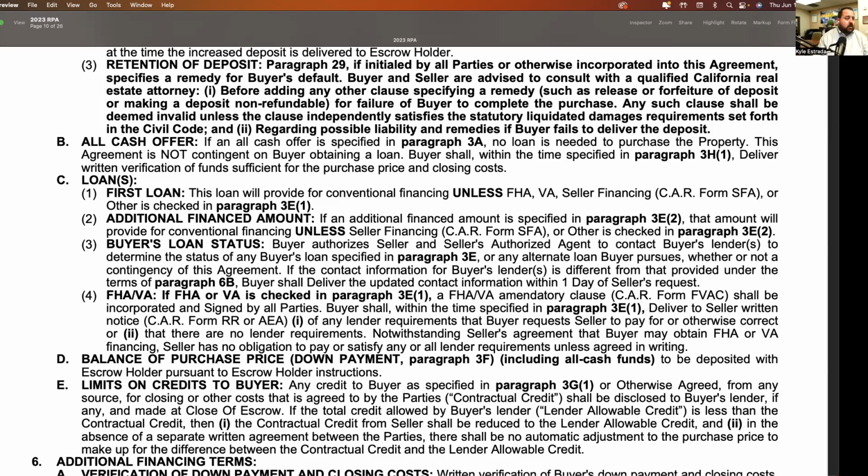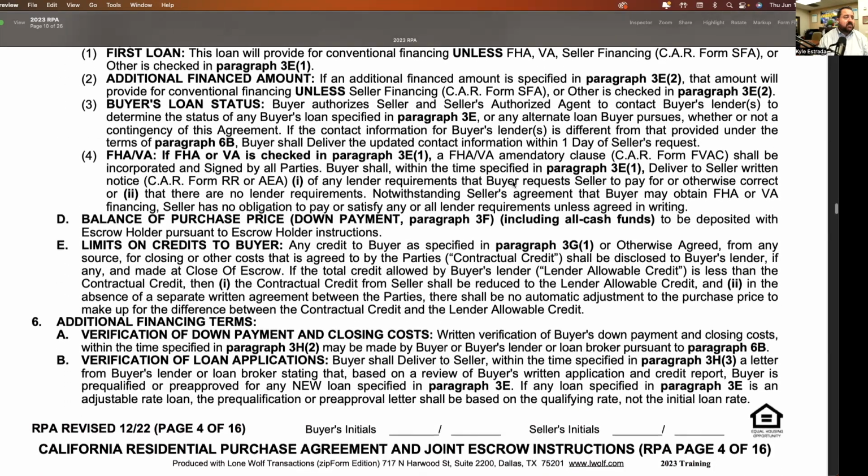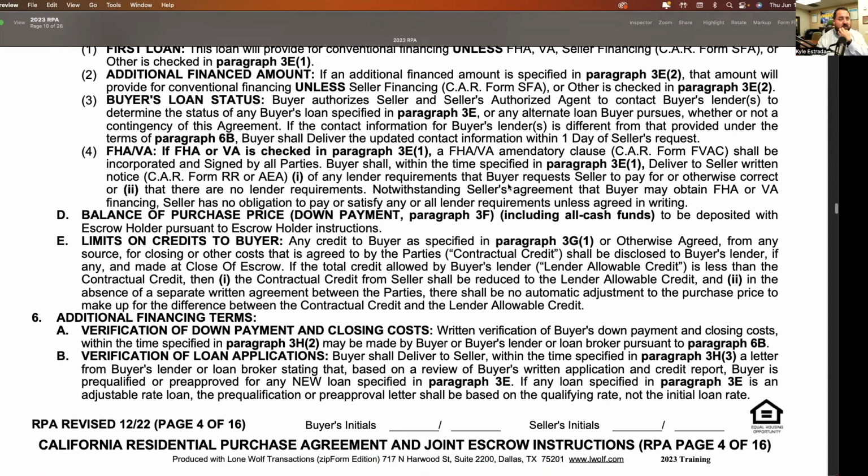Okay. All right. Balance of purchase price, that's your down payment, including the cash funds. Deposit with escrow holder pursuant to the escrow holder instructions. It's going to come later after the acceptance. The limits on credits to buyer. This is something that we talked about with an agent this week because people were requesting large credits and all kinds of stuff.